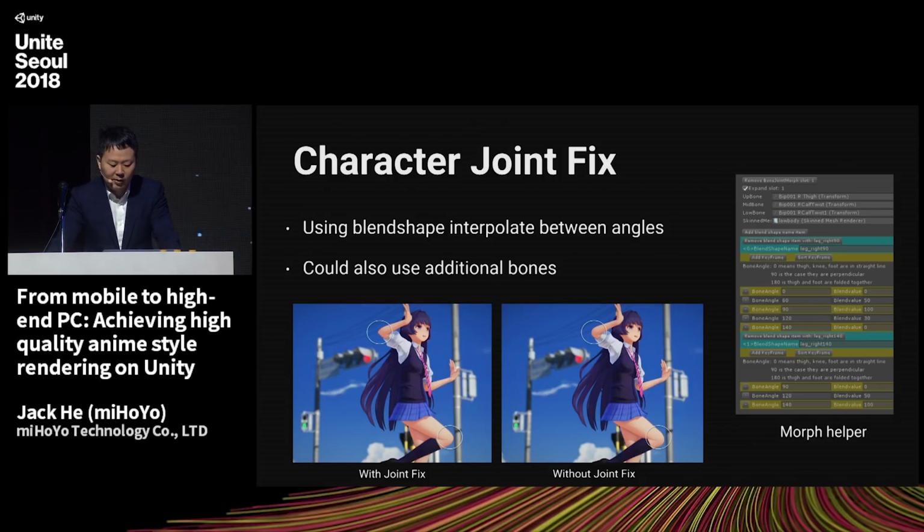In order to ensure a better result, we made two blend shapes for each joint, one for 90 degrees and one for 140 degrees to correct the joint deformation. In addition, we can also use additional bones to make the joint correction, which is simpler to implement. But the expression of structural details is not as good as using blend shapes.